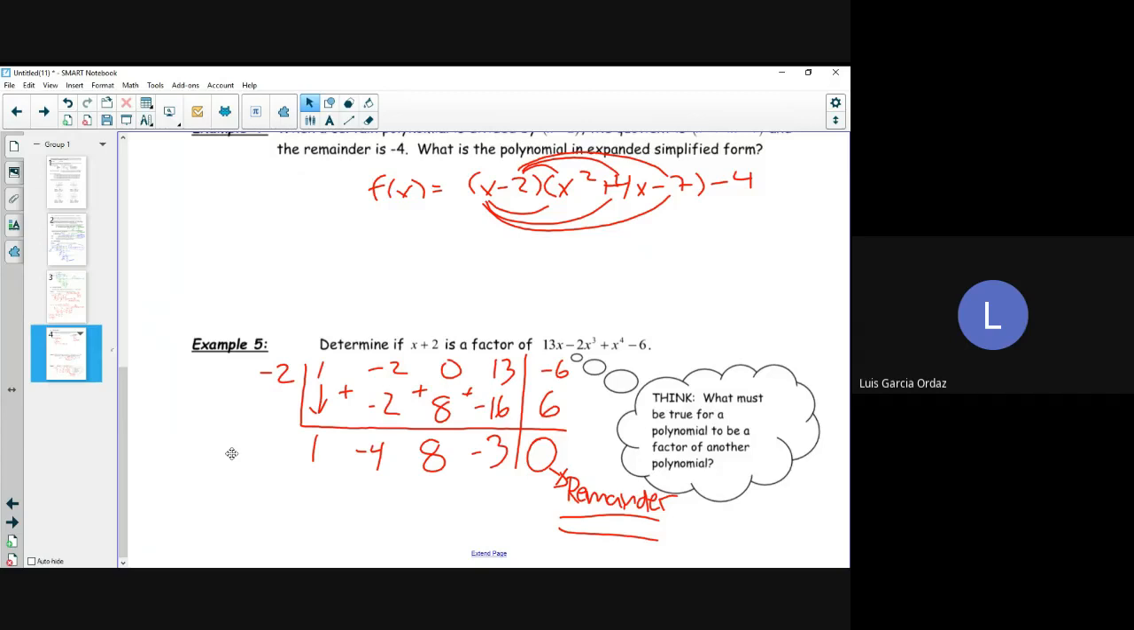So that's basically it for today. We did long division, synthetic division. We figured out the characteristics of polynomial functions in terms of their end behaviors, the turning points, and the x-intercepts.